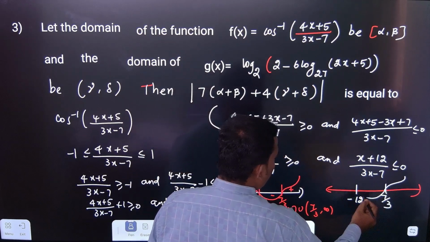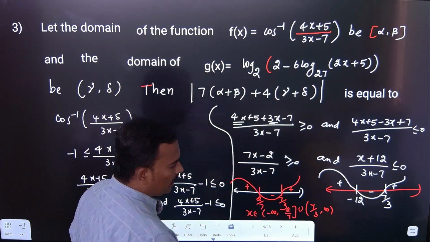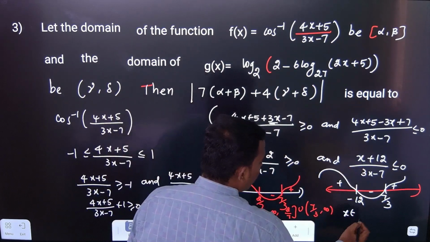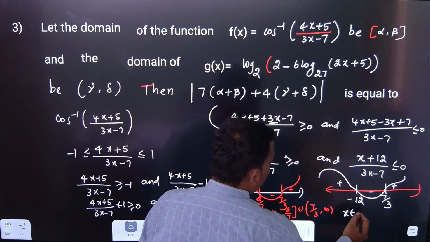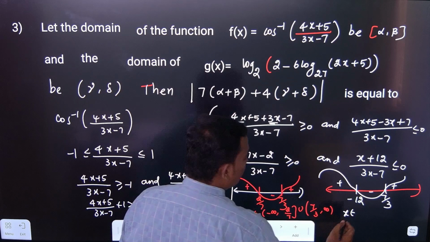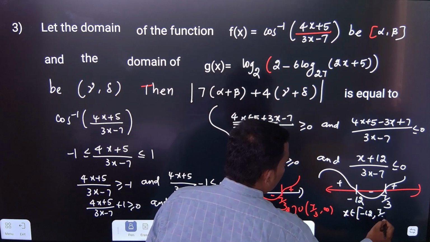Start with the positive, negative, the positive, right? So we need the ratio to be less than 0. X belongs to minus 12, is minus 12 included, right? Minus 12 to 7 by 3, where 7 by 3 is not included.